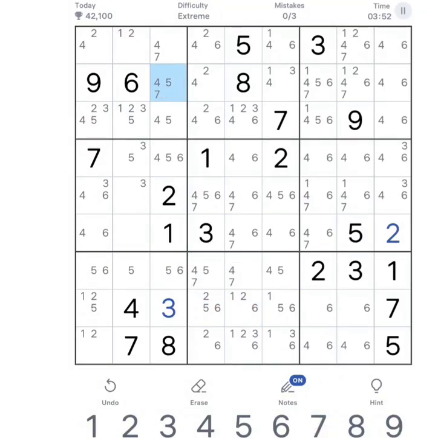8 cannot go here or here, so we have it going up here. 8 cannot go here, so we have it going on the top and the bottom. 8 can go anywhere here.